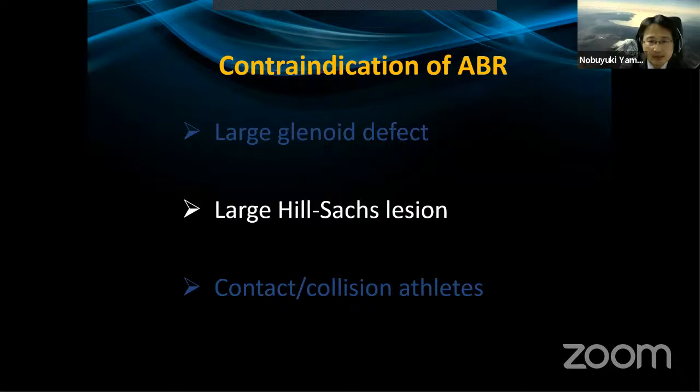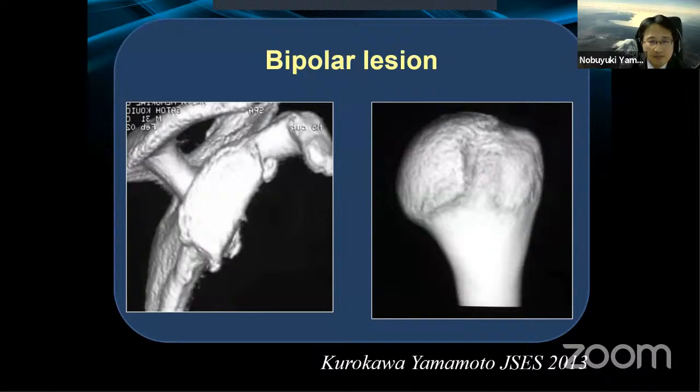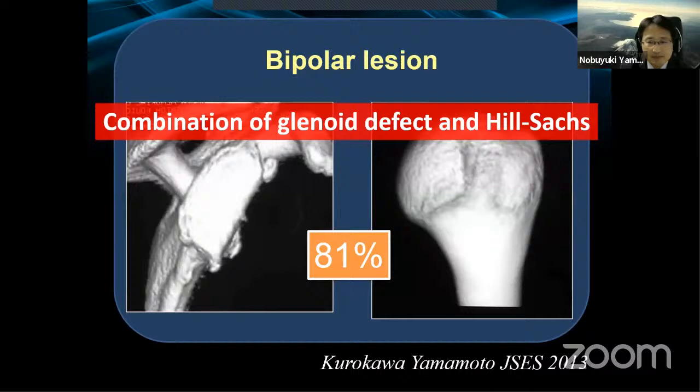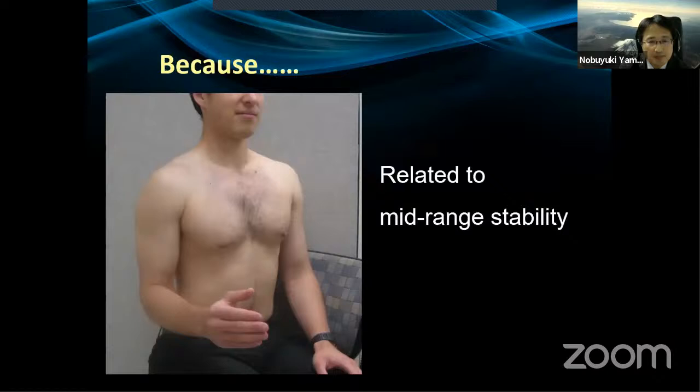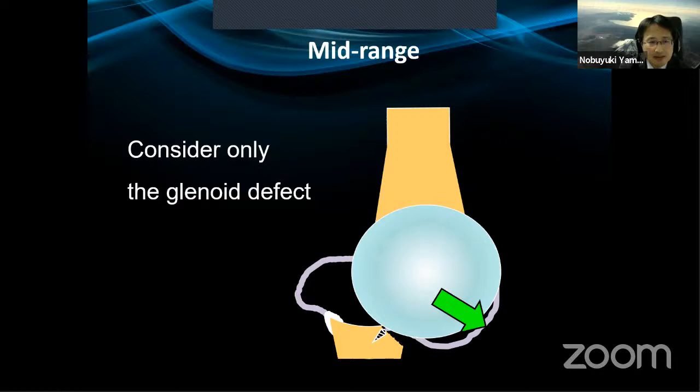How about a large Hill-Sachs lesion? A bipolar lesion is a combination of the glenoid defect and Hill-Sachs lesion, and its incidence is also very high, 81%. When considering treatment of the glenoid defect, we just think about the glenoid defect, because it is related to the mid-range stability. In the mid-range, the ligament is lax. We consider only the glenoid defect.